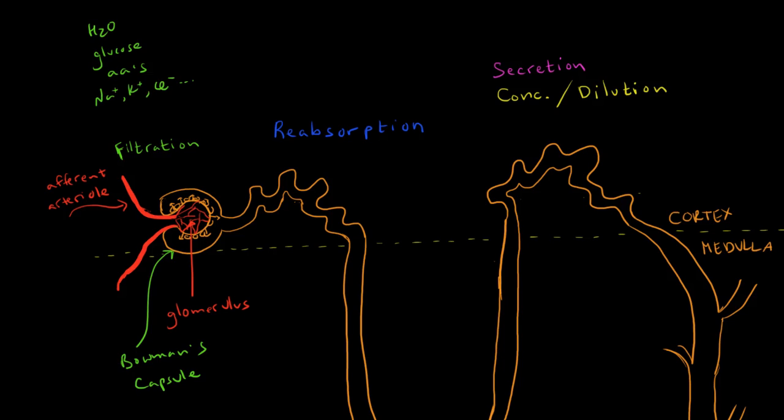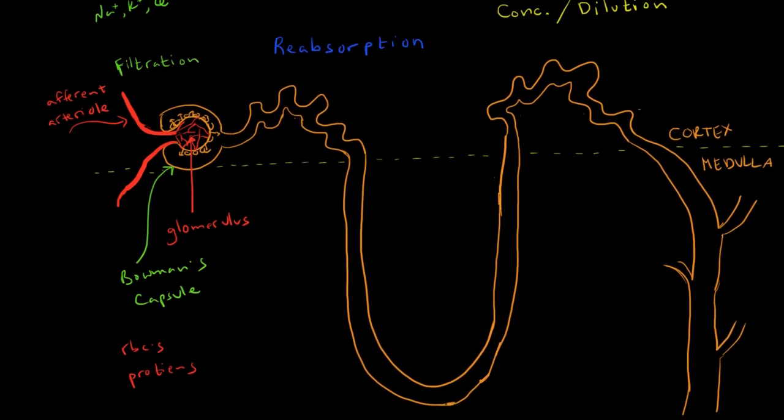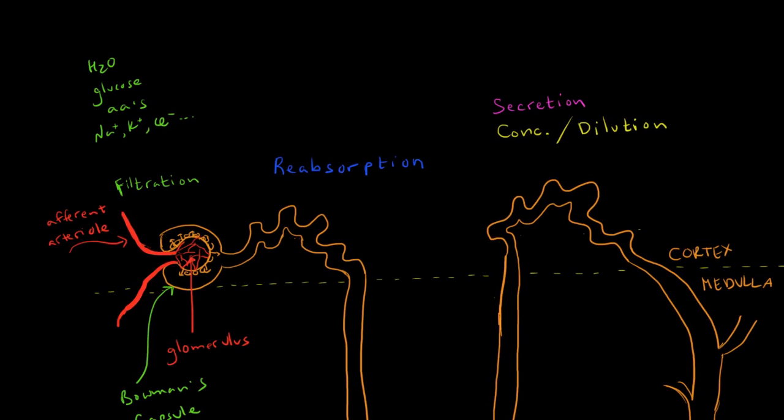And there are certain substances that should not be passing through into the Bowman's capsule. That would be red blood cells. They're too big to get through there. And most proteins will not be able to pass through. Proteins that are smaller than 30,000 Daltons will pass through, but most proteins should not pass through. The substances that pass from the glomerulus into the Bowman's capsule form what's called the filtrate. And the filtrate is what will eventually become urine, but of course we didn't get to that part yet.